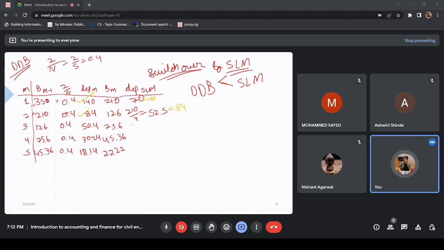For the next case, 126 by 3, 42. And it is less than 50.4 that you are getting in DDB, right? So again you will be moving on with double declining balance method only.